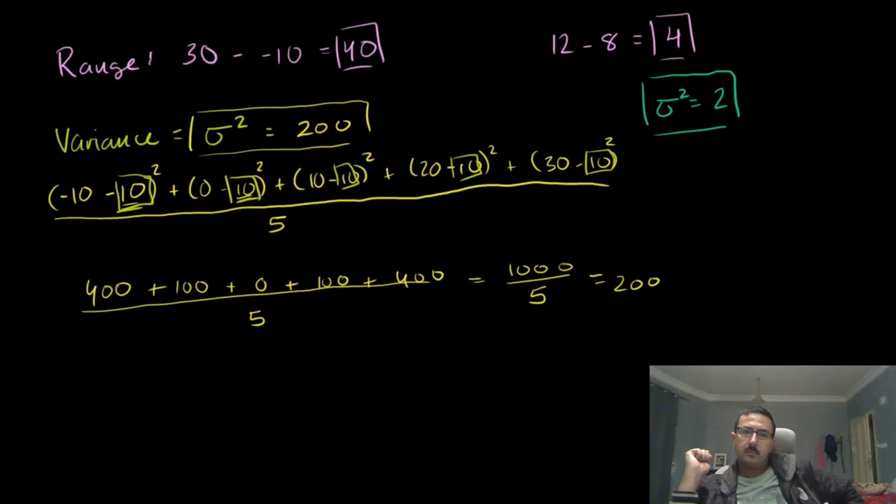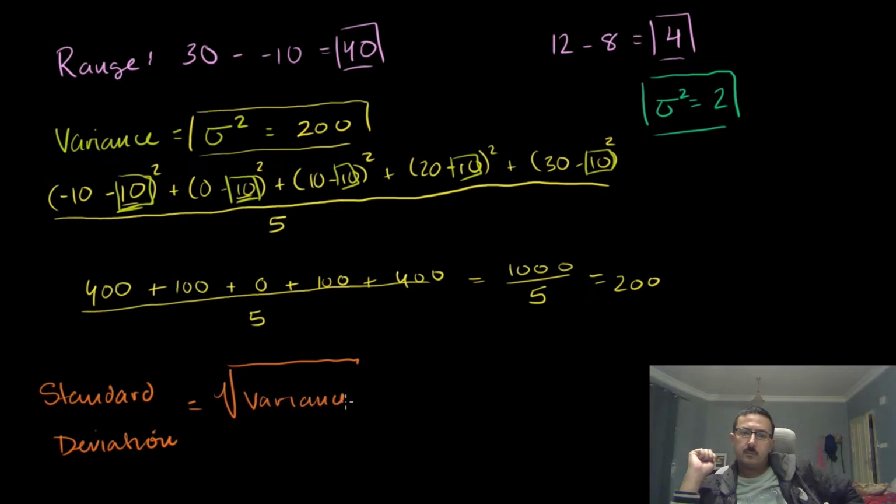Standard deviation, which is just the square root of the variance. It's just the square root of the variance, or the square root of sigma squared. And the symbol for the standard deviation is just sigma.